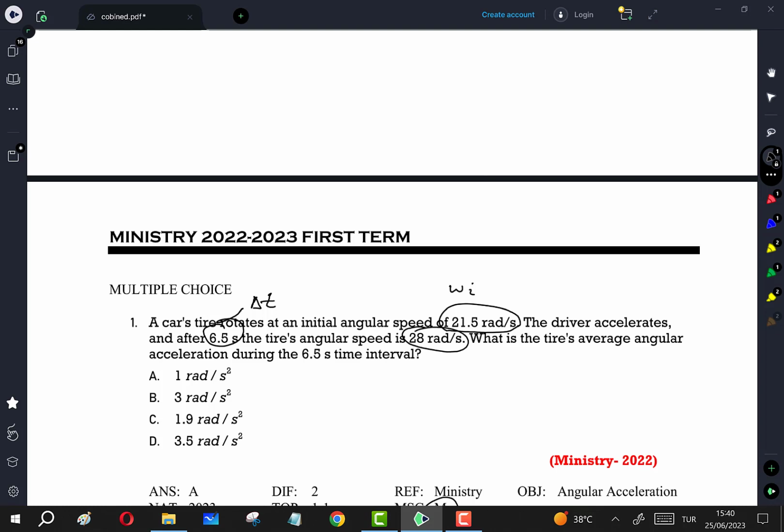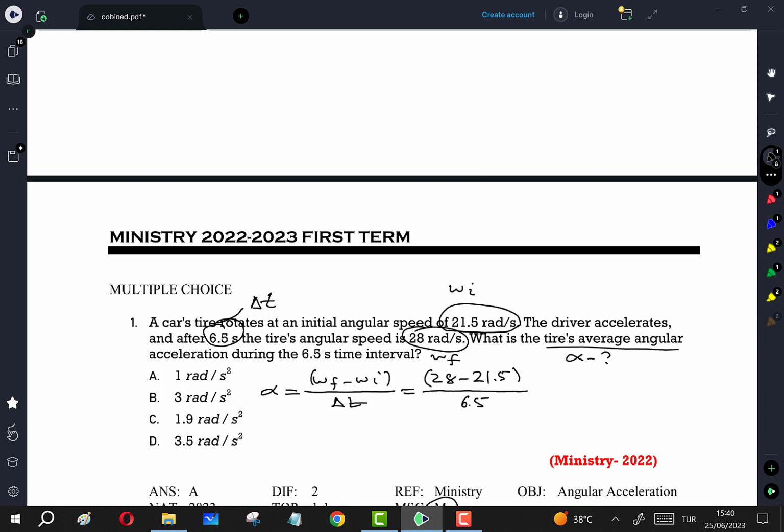This question is, in fact, exactly the same question as in the book. I think they didn't change the numbers, or changed them slightly. Omega final is 28. What is the tire's average angular acceleration, alpha, in this problem? So we will use the definition of angular acceleration, which is omega final minus omega initial divided by delta t. So omega final is 28 minus 21.5, divided by delta t, which is 6.5 seconds.